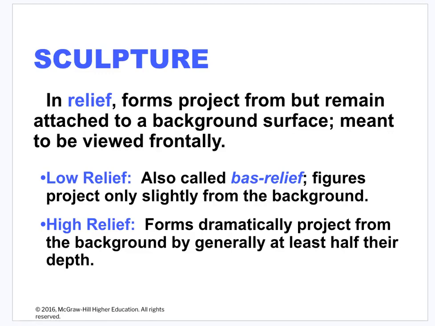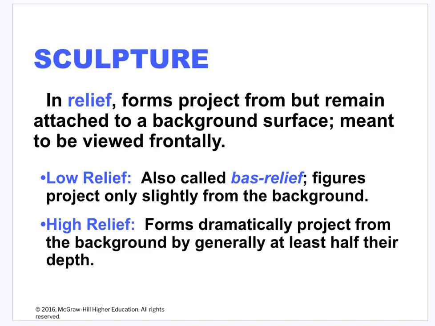However, there's another type, which is called relief sculpture. In relief sculpture, forms project from but remain attached to a background surface. So they are only meant to be seen from the frontal view or slightly to the side. So we have two types of that. We have low relief, which is also called bas relief, and that's where the figures only slightly project from the background. We'll look at some examples of that.